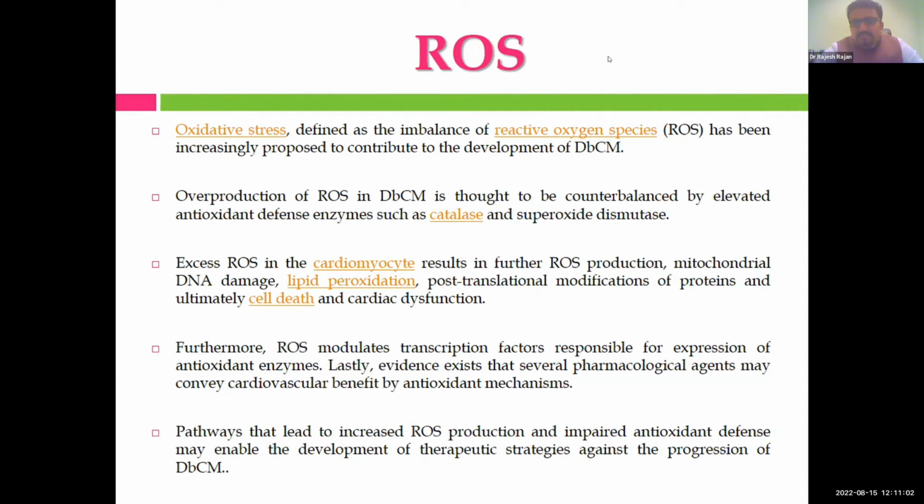So these are the pathological mechanisms that happen when there are increased reactive oxygen species. These ROS modulate transcription factors responsible for the expression of antioxidant enzymes. Lastly, evidence exists that several pharmacological agents convey cardiovascular benefits by antioxidant mechanisms. So the pathway that leads to increased ROS production and impaired antioxidant defense may enable the development of therapeutic strategies against the progression of diabetic cardiomyopathy.